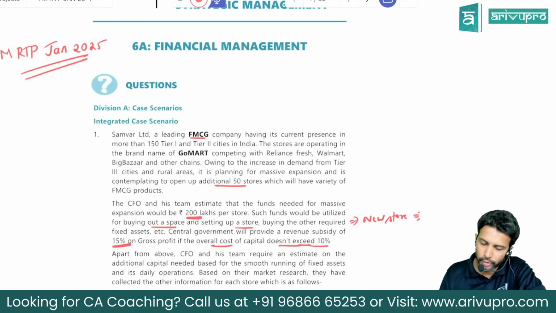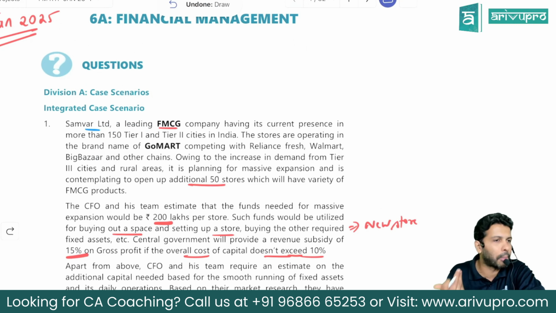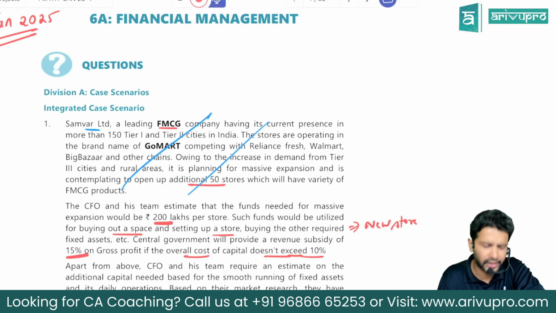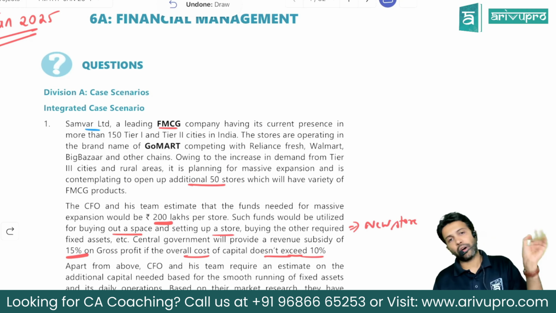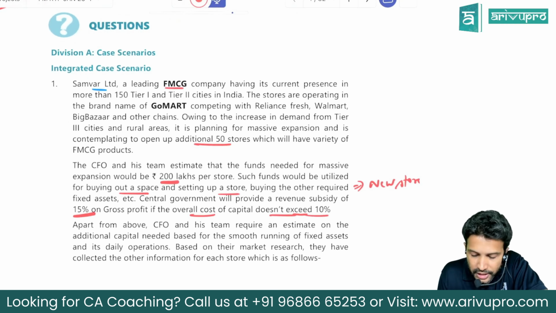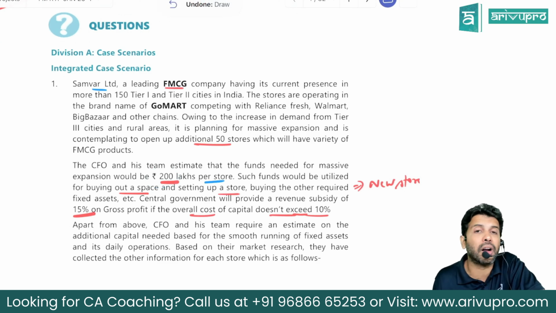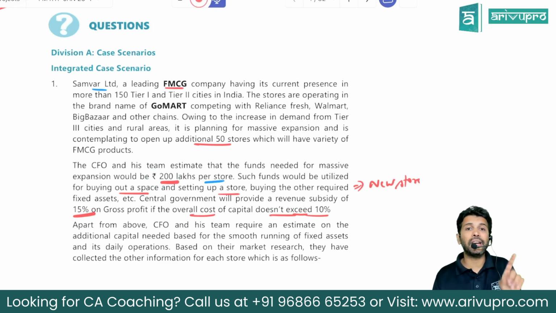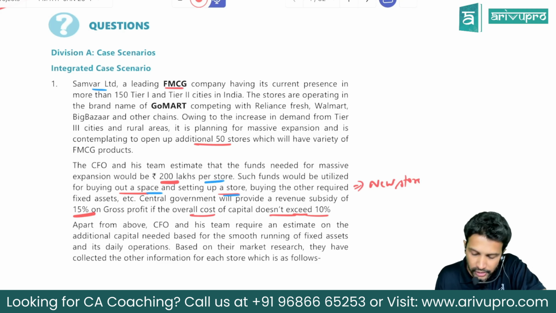With that in mind, let's review the case. Samvar Limited is an FMCG company having presence in 150 and so on, irrelevant data. The point is, they now want to open 15 new stores. They already have some stores operating, and now they want to open some new ones. The CFO and his team estimate that the funds needed for the massive expansion plan would be 200 lakh per store. To set up one store, we need 200 lakh rupees, as in 2 crore rupees. Such funds would be utilized for buying a space and setting up a store, and buying the other required fixed assets, etc.